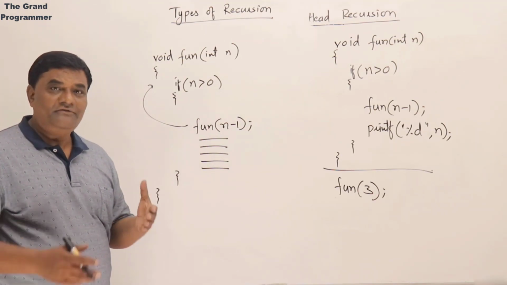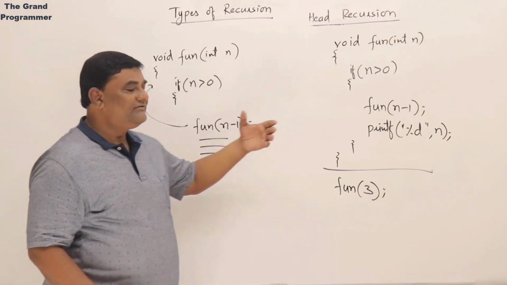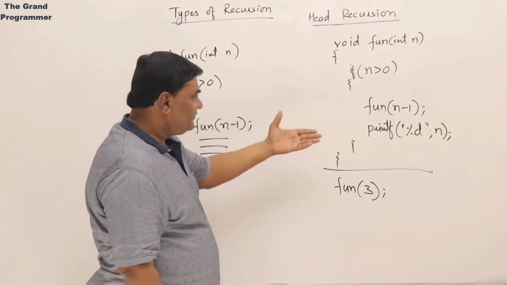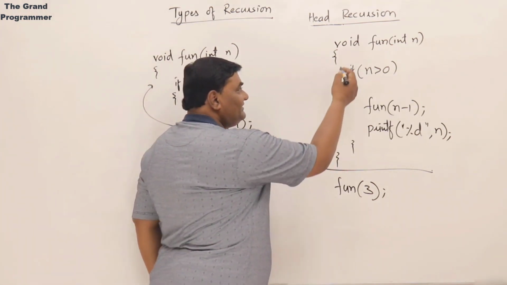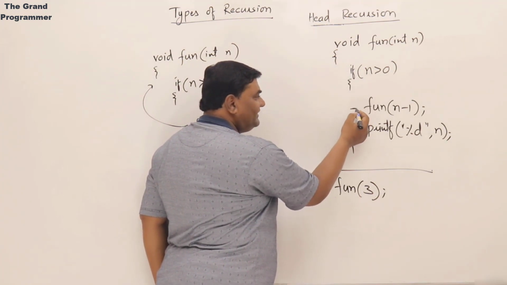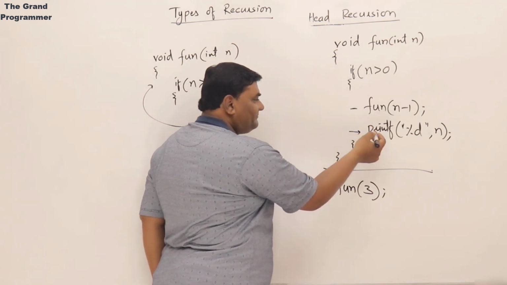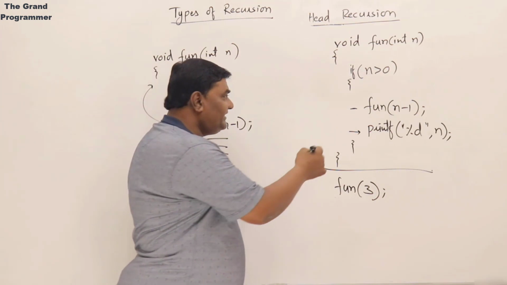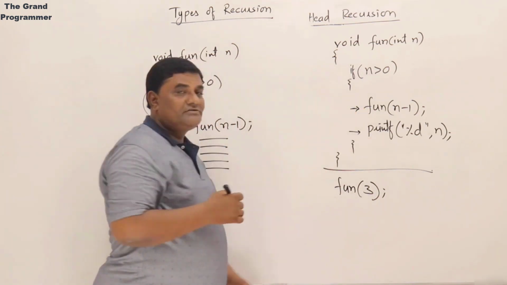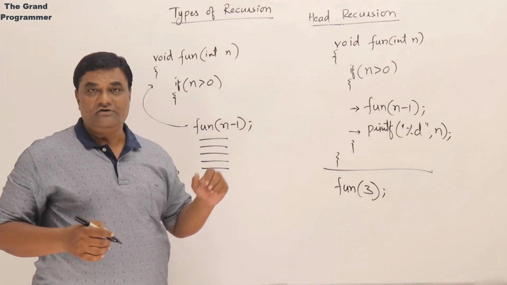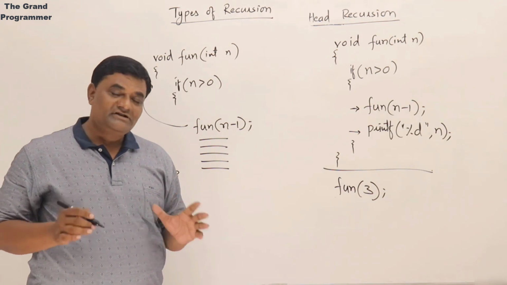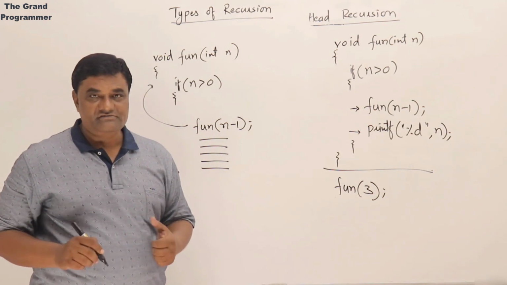We have already seen an example of this type of recursion in the previous video. This was the simple example. You can see that the function is first calling itself, then in the second statement it is printing. So the printing will be done at returning time. The function doesn't do anything at calling time. So such recursions are head recursion.